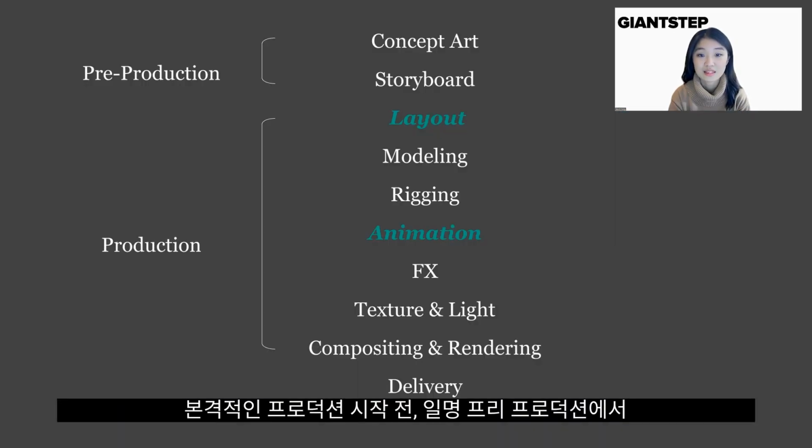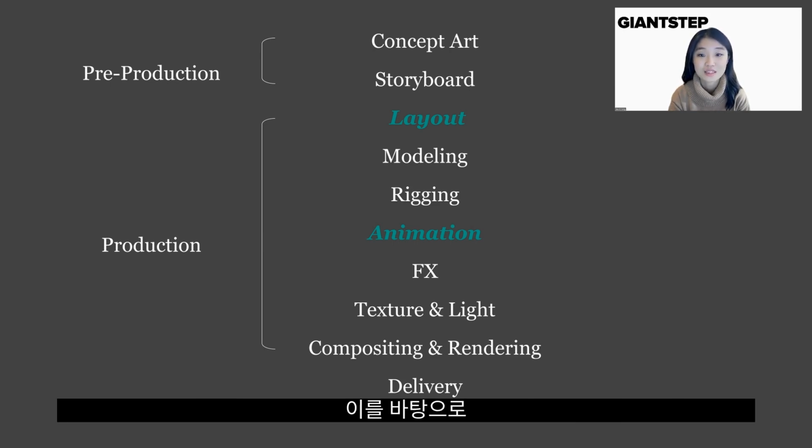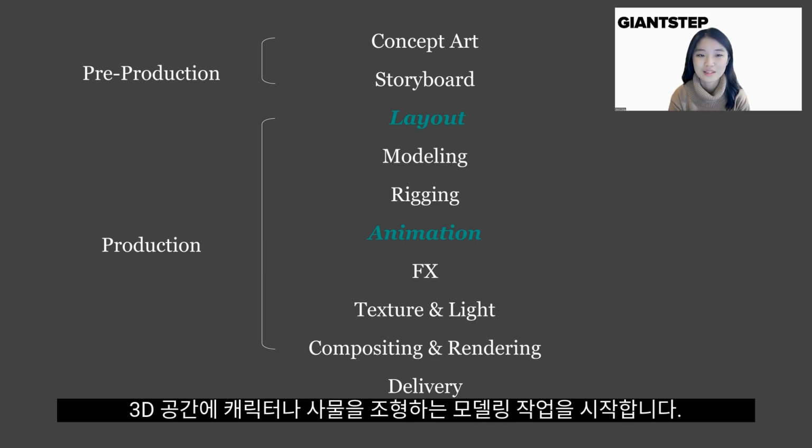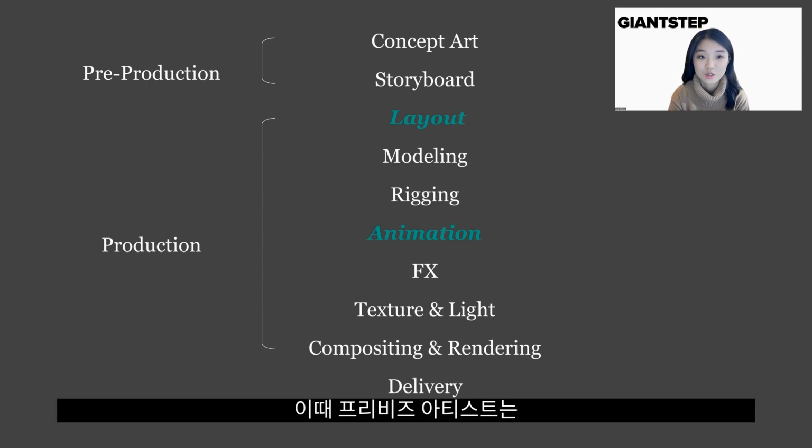Before the production begins in earnest, the main idea is settled by the concept art and storyboard in so-called pre-production. Based on this established idea, 3D artists start building the layout that effectively arranges each component within a limited area, and modeling that shapes characters or objects in a 3D digital space. At this stage, previs artists play a crucial role in establishing the layout, drawing the blueprint for production.